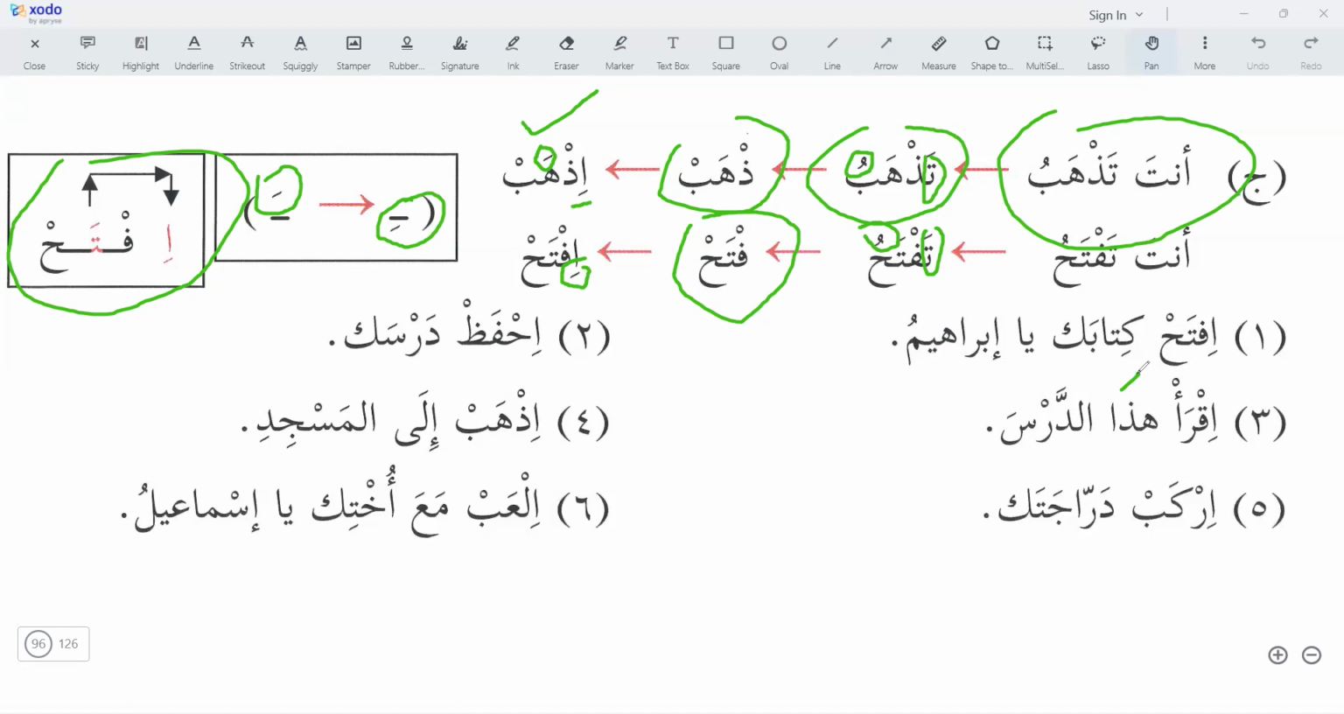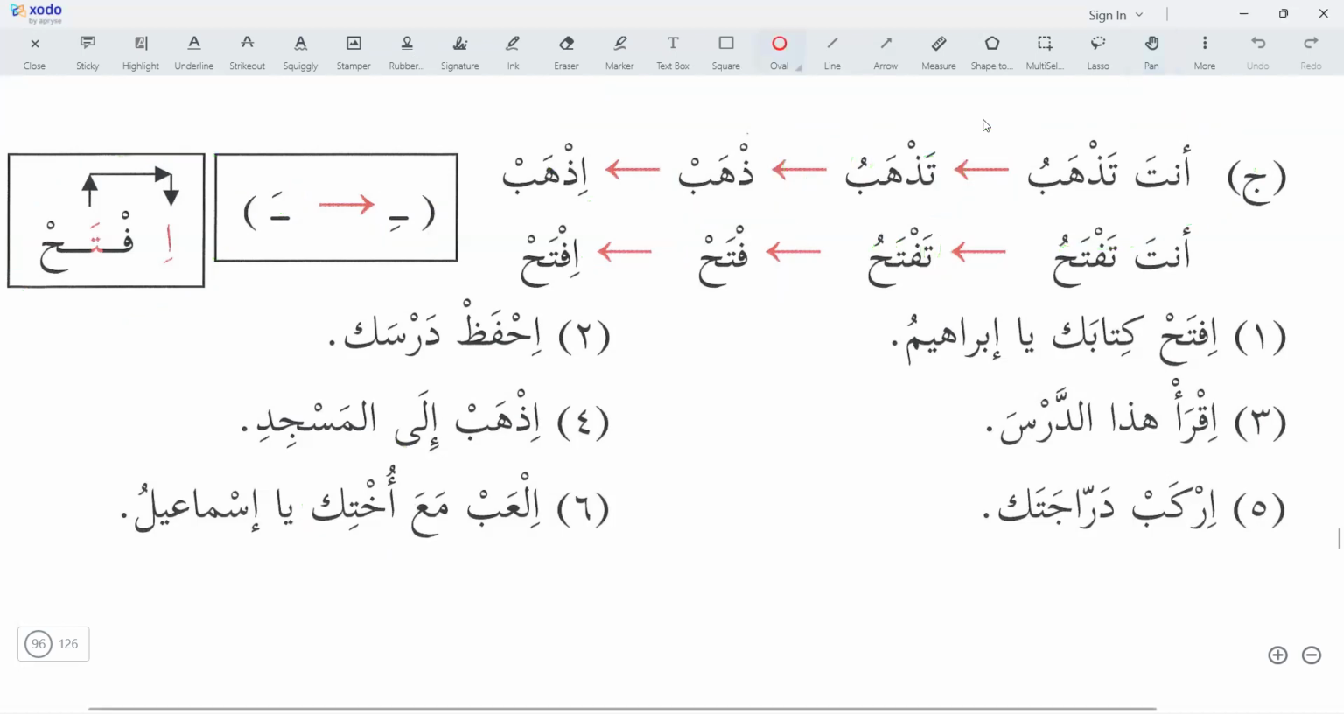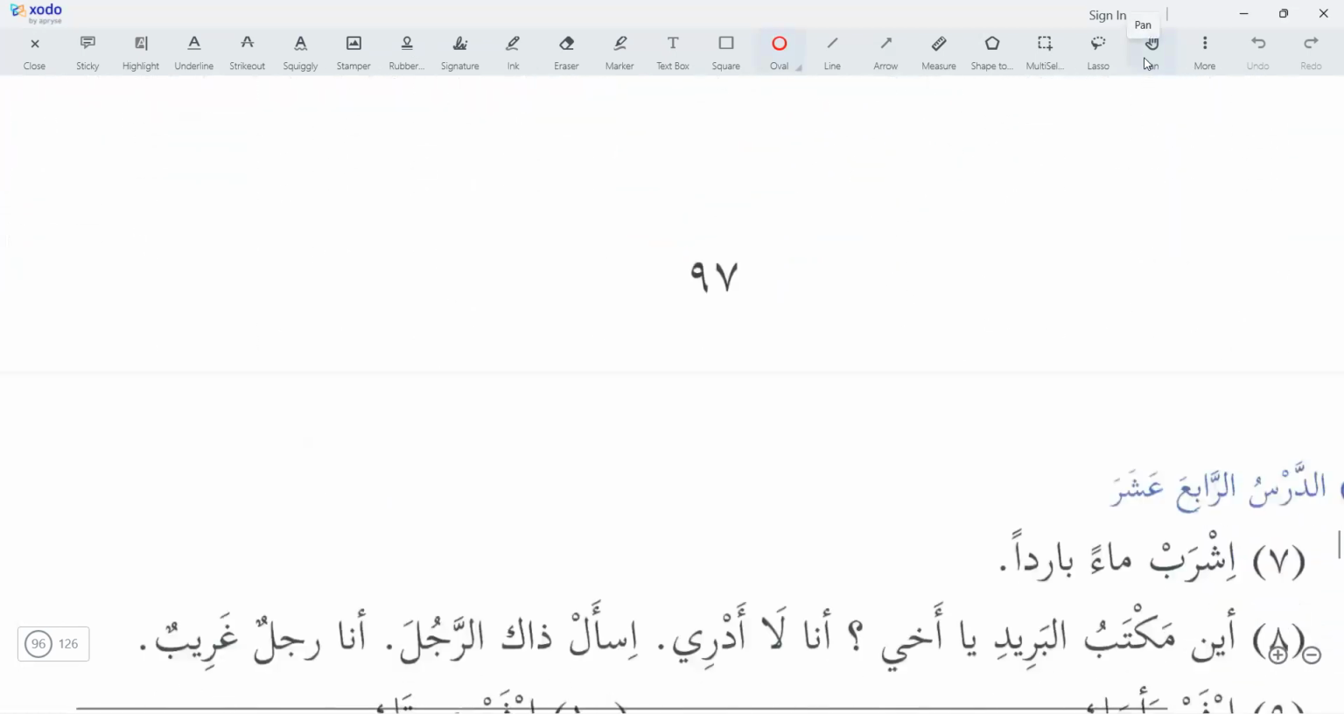Izhab ilal masjidi. Go to the mosque. Irkab darajataka. Ride your bicycle. Ilab maha ukhtika ya Ismailu. Play with your sister, O Ismail. So why is this ukhti majroor here? Because ma is zarf, so it is mudaf and mudaf ilayh. Yes, because the ma is an adverb, so ukhti is majrur here. Okay, thank you.